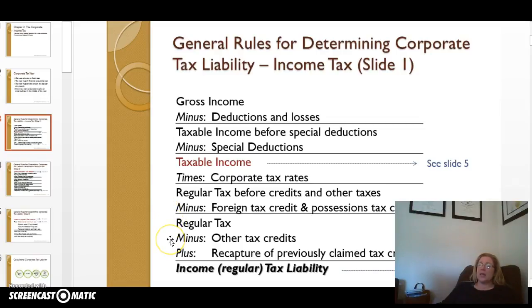We can subtract any other tax credits we might have. Sometimes we have to add back in the recapture of any previously claimed tax credits. Again, that just depends on the facts of the situation. And then finally, that will lead us to our income tax liability.